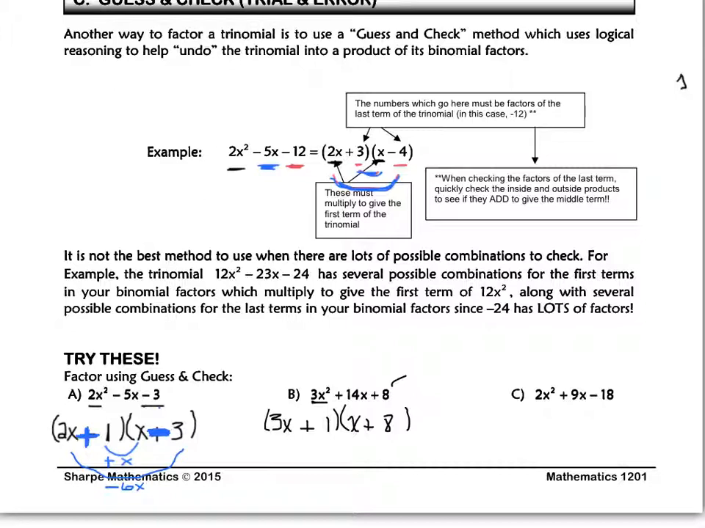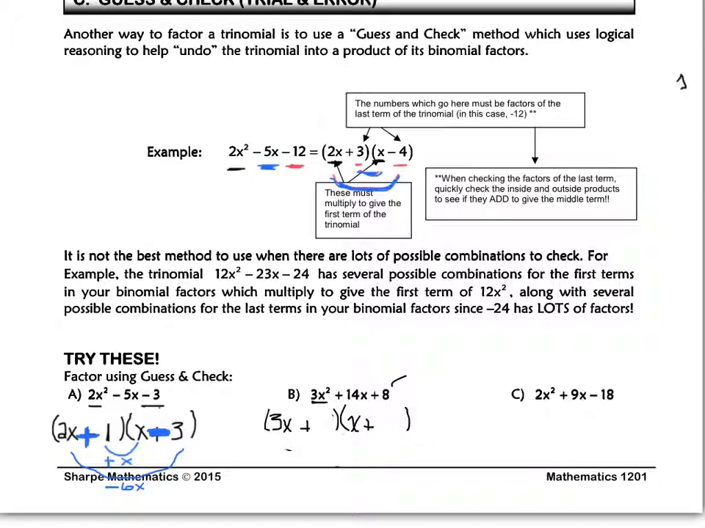But when I check quickly, the first terms will give me 3x squared, the last terms will give me 8, but the inside and outside are going to give me 1x and 24x, which is way too much. And even if I switch the 8 and the 1, because now the 1 only gets multiplied by 3 and the 8 only gets multiplied by the x there, we get 8x and 3x, which is still not enough, sorry, you need 14x. So it is not the right combination. So we're going to go back and try again, because 1 and 8 doesn't seem to work.